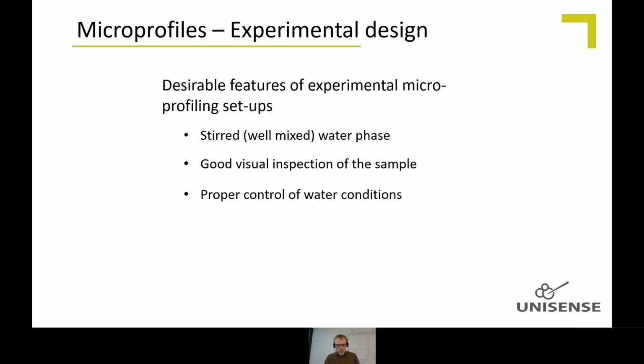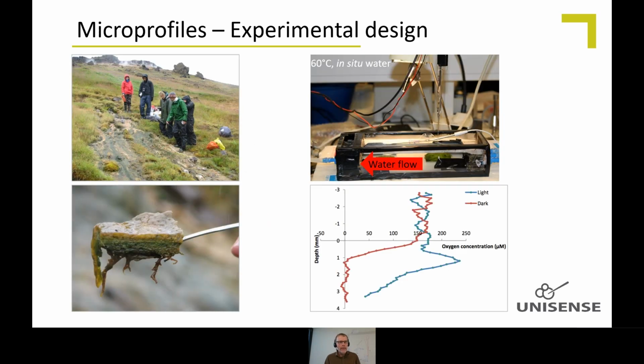So then you also want proper control of water conditions. It could be, as I showed, in a bucket with sediment cores, where you want control of temperature, oxygen, and nutrients, for example. Here's an example from Iceland, where one of my colleagues was working in a hot spring where 60 degree hot water came out of the slope of the hill, and created these cyanobacterial mats, very thick and homogeneous ones.